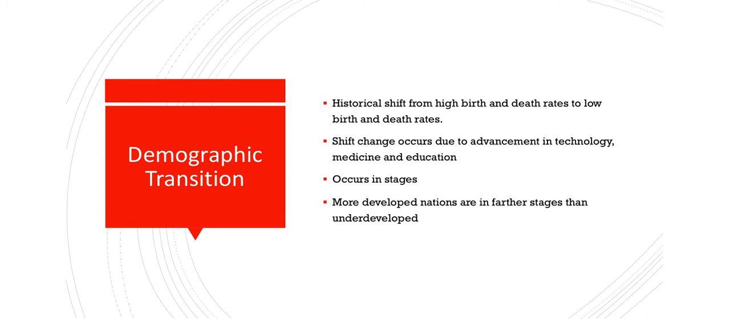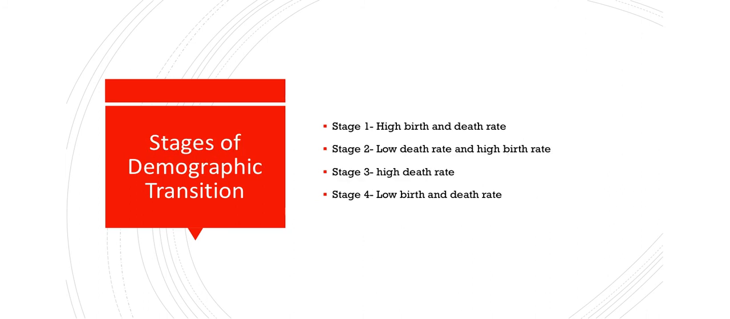Now, a couple of things you need to understand is that demographic transition happens in stages, and we see this every single day in our own global society where different populations are in different stages of demographic transition. The more common trend is that more developed nations are in further stages than underdeveloped. All right, here's a snapshot of the 4 stages. I'm not going to talk about them in a huge amount of detail. I will give you examples in class.